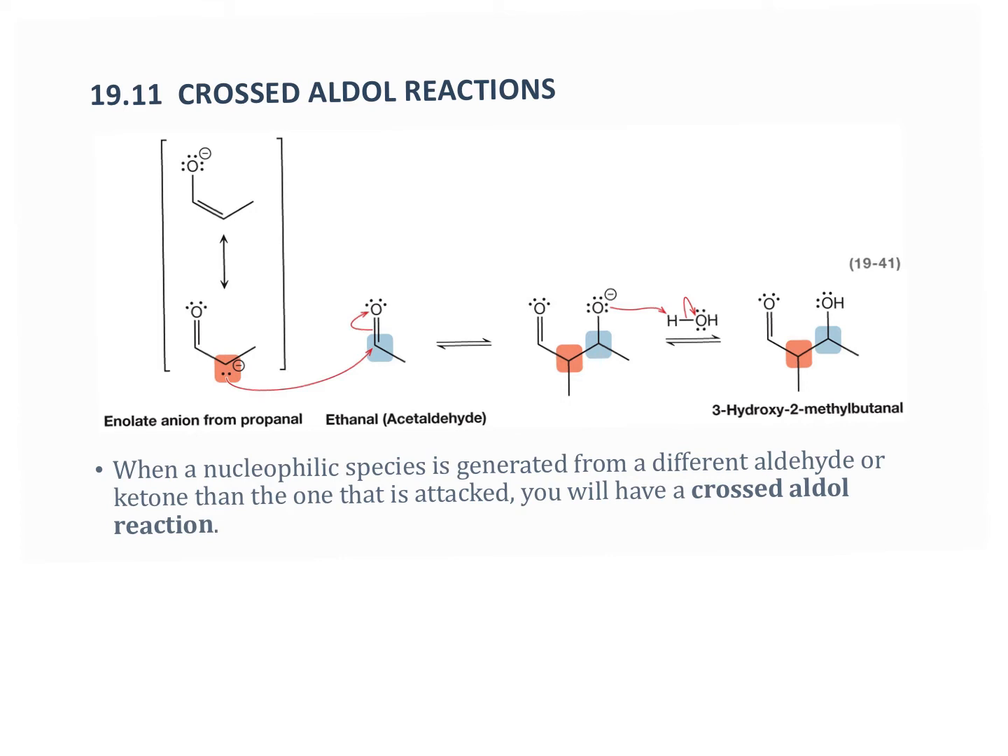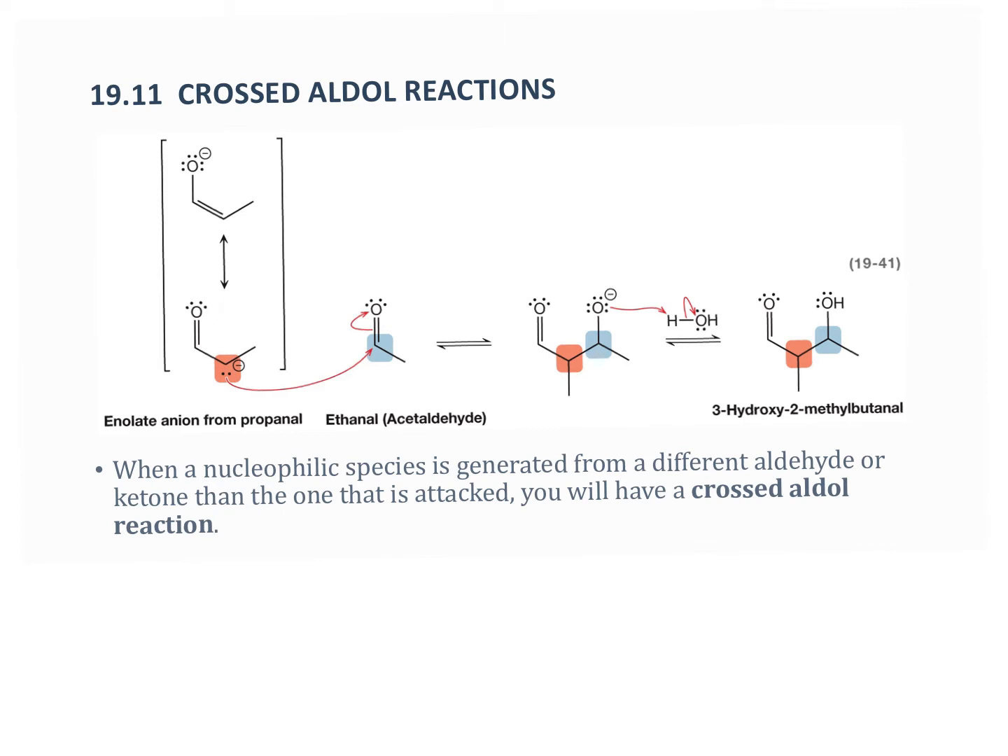In a crossed aldol addition, a nucleophilic enolate anion is generated from a different aldehyde or ketone than the one that's attacked. An example is shown here from 1941, where we have the enolate anion of propanal attacking an uncharged molecule of ethanal, which is also known as acetaldehyde, yielding 3-hydroxy-2-methylbutanal. Okay, so we can see that that's a crossed aldol.